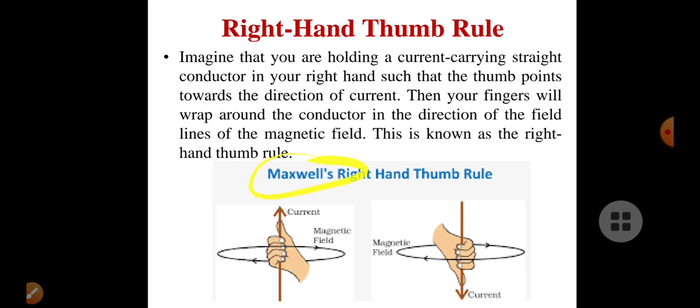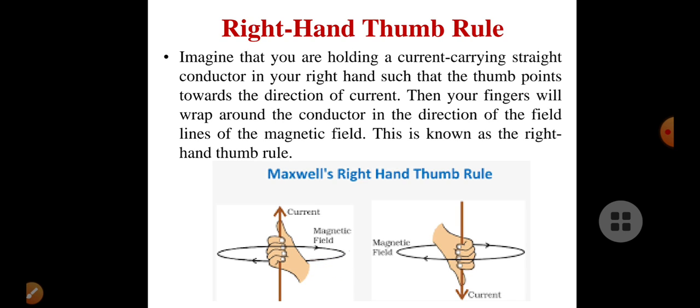This is given by Maxwell, and in the exam it is usually asked: state and define Maxwell's right hand thumb rule. It will be a 1 mark question. You can learn this rule by holding a pen or any such straight object. When you are holding a pen like this, as shown in this figure, the wrapping of your fingers shows the direction of the magnetic field.